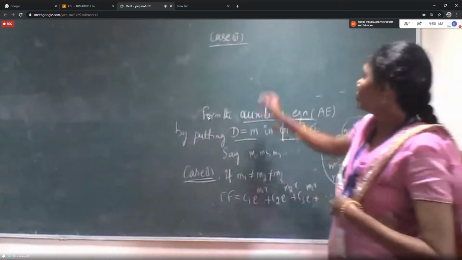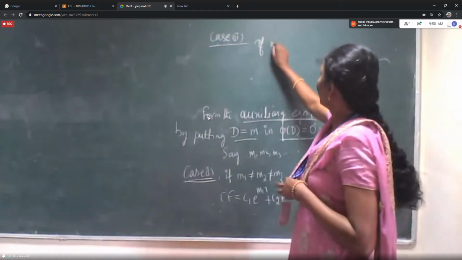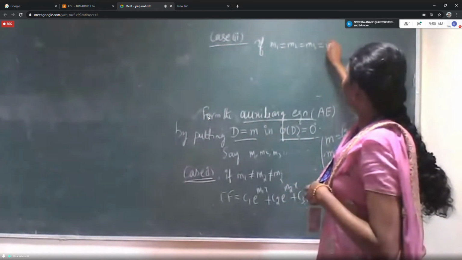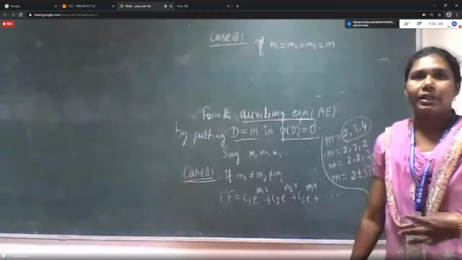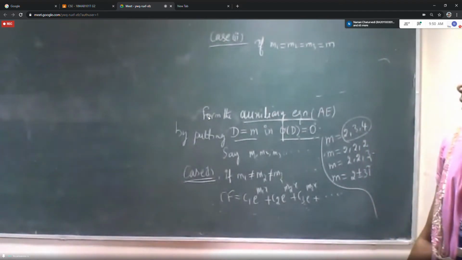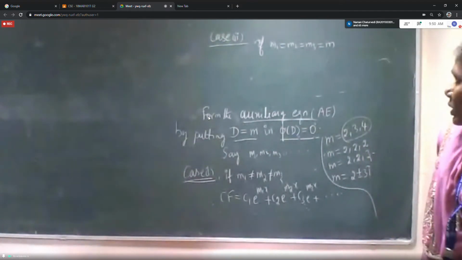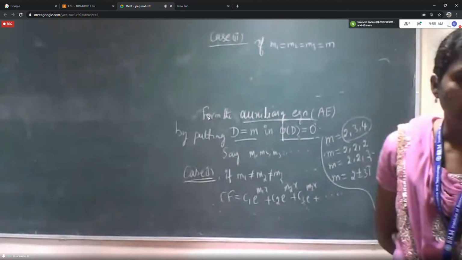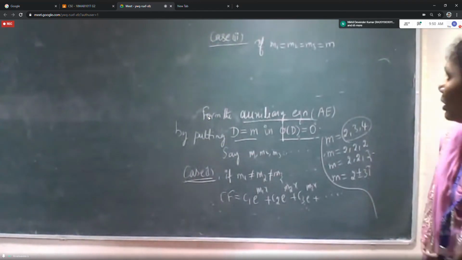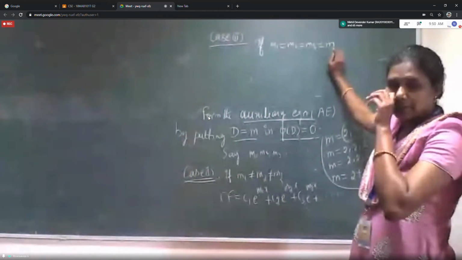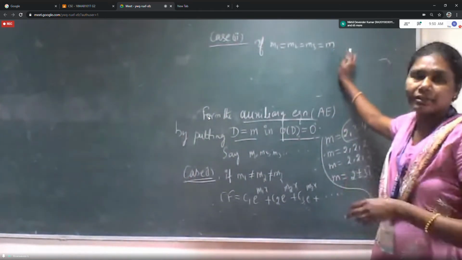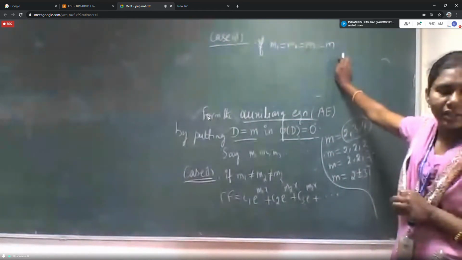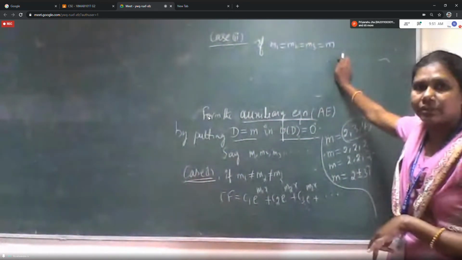Okay, case 2. If m1 equal to m2 equal to m3 equal to m, and the remaining roots are real and unequal.